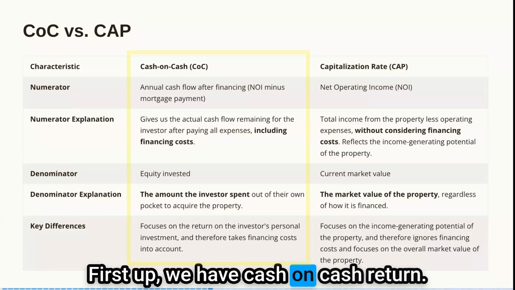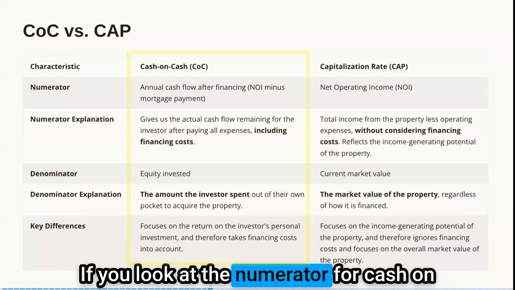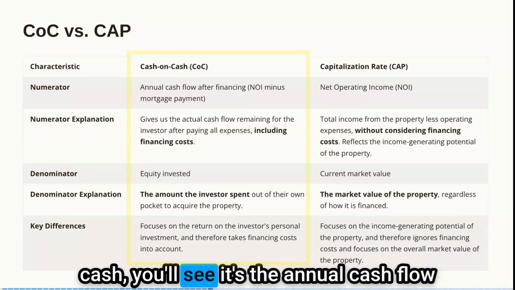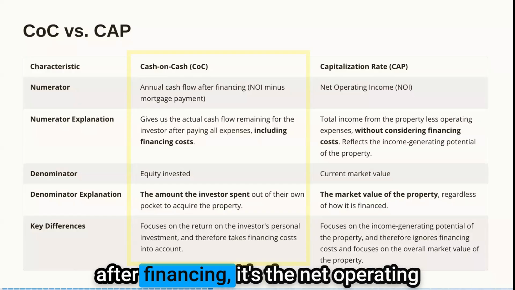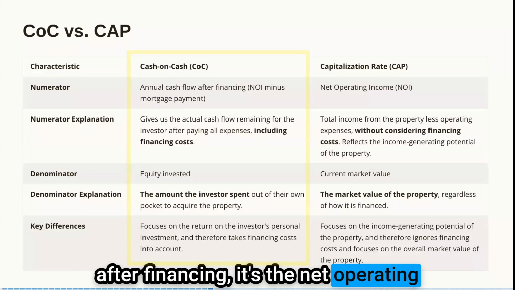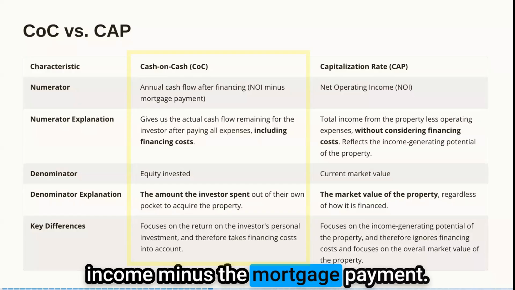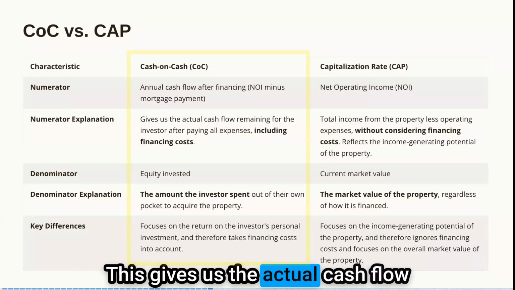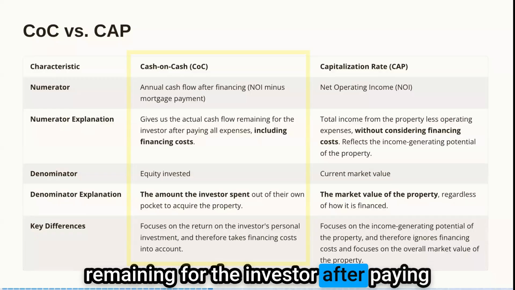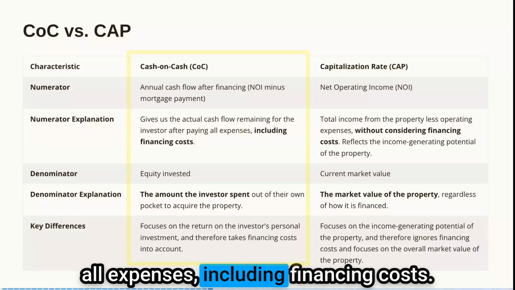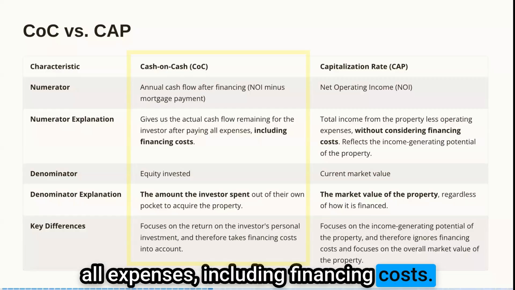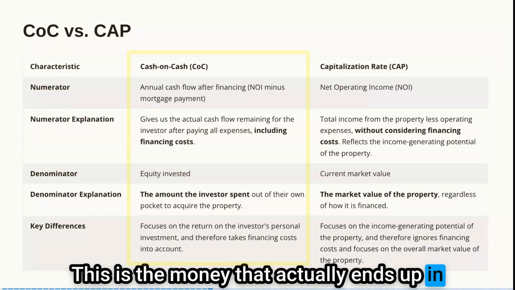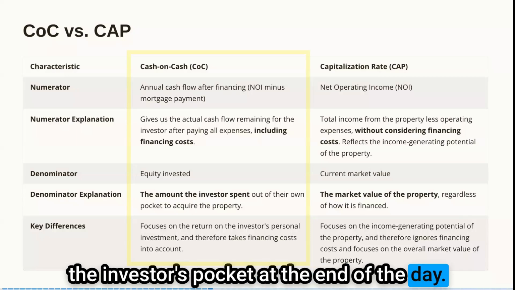First up, we have cash on cash return. If you look at the numerator for cash on cash, you'll see it's the annual cash flow after financing. It's the net operating income minus the mortgage payment. This gives us the actual cash flow remaining for the investor after paying all expenses, including financing costs. This is the money that actually ends up in the investor's pocket at the end of the day.